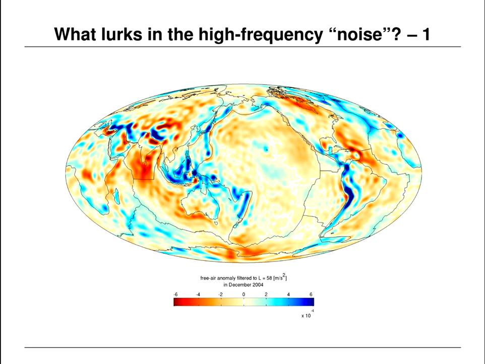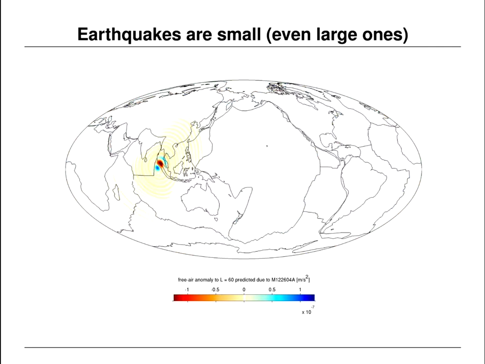So the scale here is 10 to the minus 4 of the SI unit. And I'm going to show you one earthquake. This is a huge earthquake. This is the Sumatra-Andaman earthquake, which happened in December 2004. And this is my seismological prediction of the gravitational potential perturbation due to that earthquake.